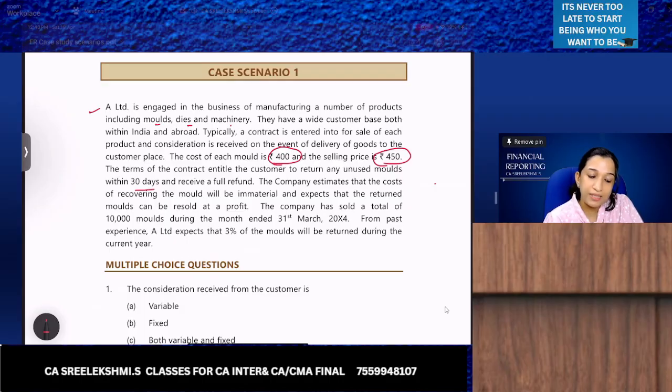The company estimates the cost of recovering the mold will be immaterial and expects that the returned molds can be resold at a profit. A similar type of illustration is there in our material. Company has sold a total 10,000 molds during the year ended 31st March 24. From the past experience, A Limited expects 3% of the molds will be returned during the current year. So we are selling 10,000 molds, selling price 450, and we do expect 3% of the molds will be returned.